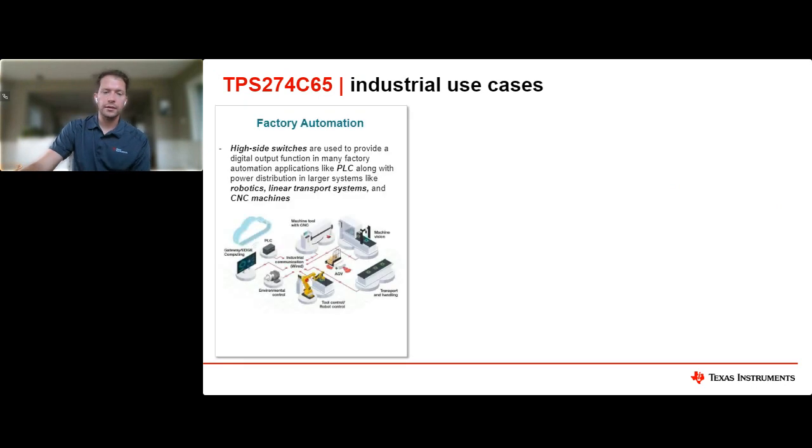Cool. So now to talk a little bit about some of the industrial use cases that we have for the TPS274C65. First, starting in factory automation, these high-side switches are often used to distribute power, either through a digital output function or in larger systems such as robotics, linear transport systems, and CNC machines. There are a lot of different applications where you need to provide a 24-volt control power to the rest of the system.